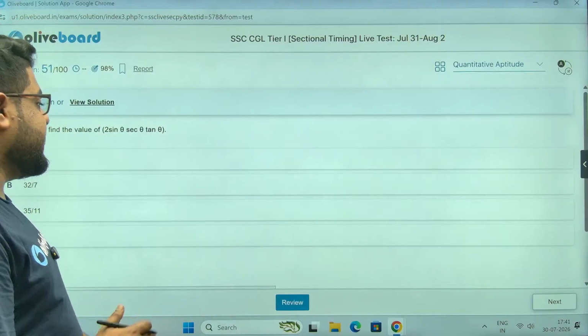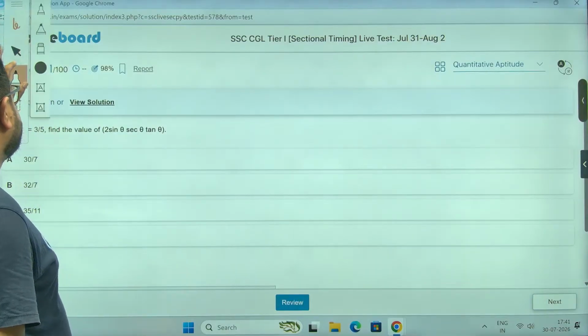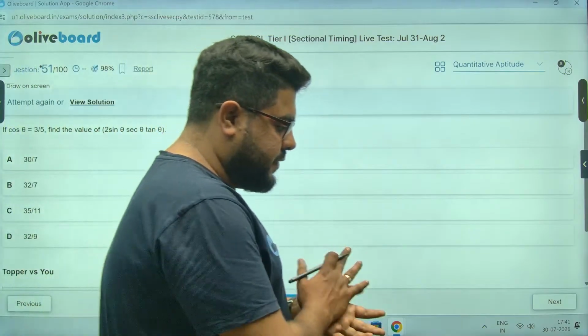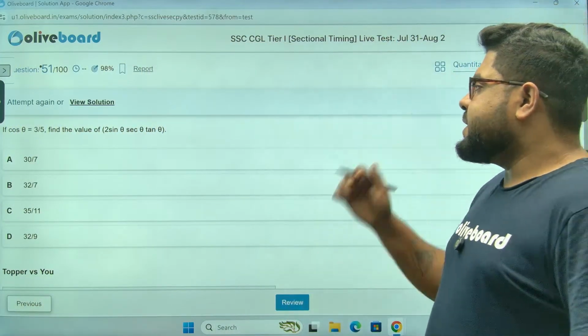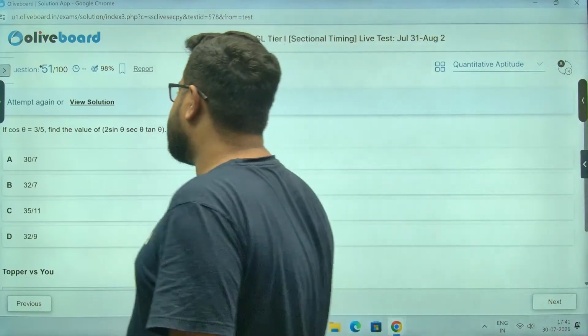So let's start with this week's mock analysis. Sir, first question right in front of you guys. Let's solve. Cos theta is 3 by 5. They are asking something.